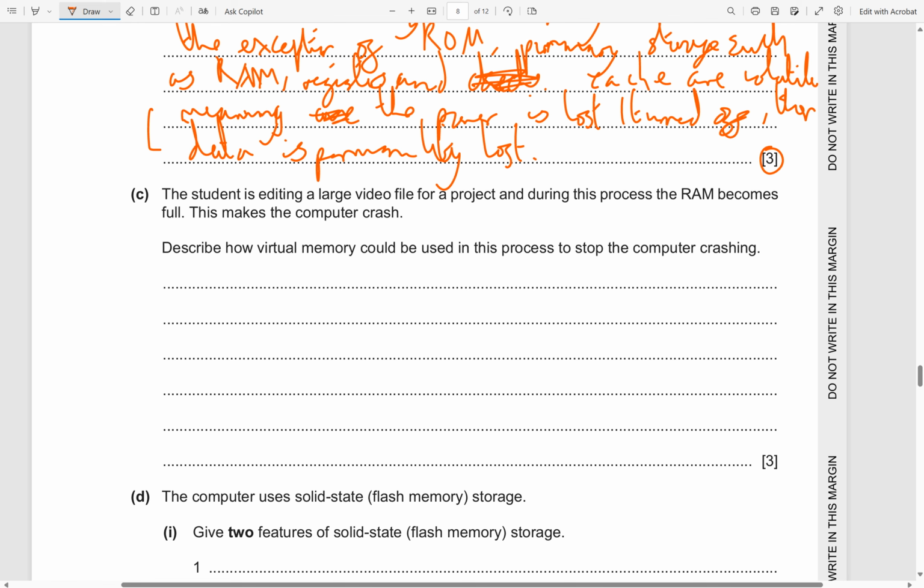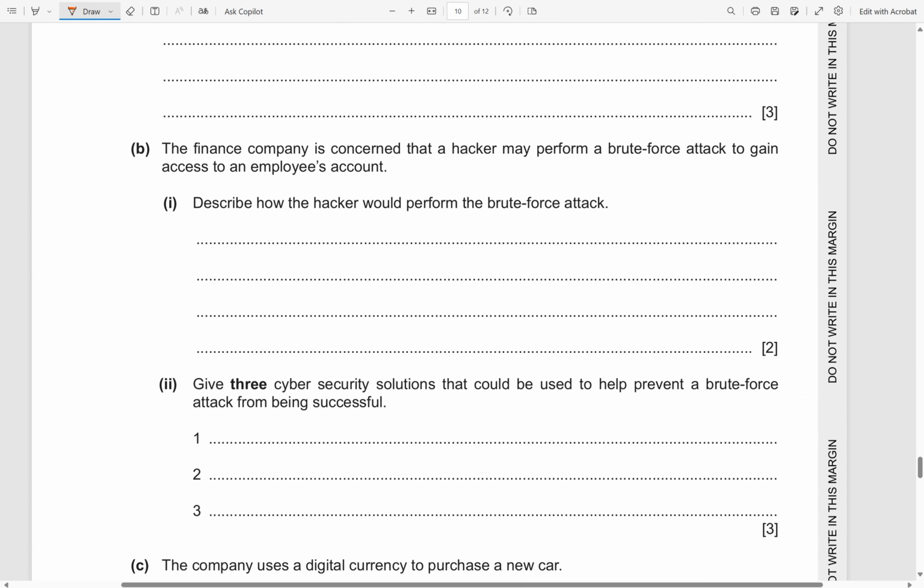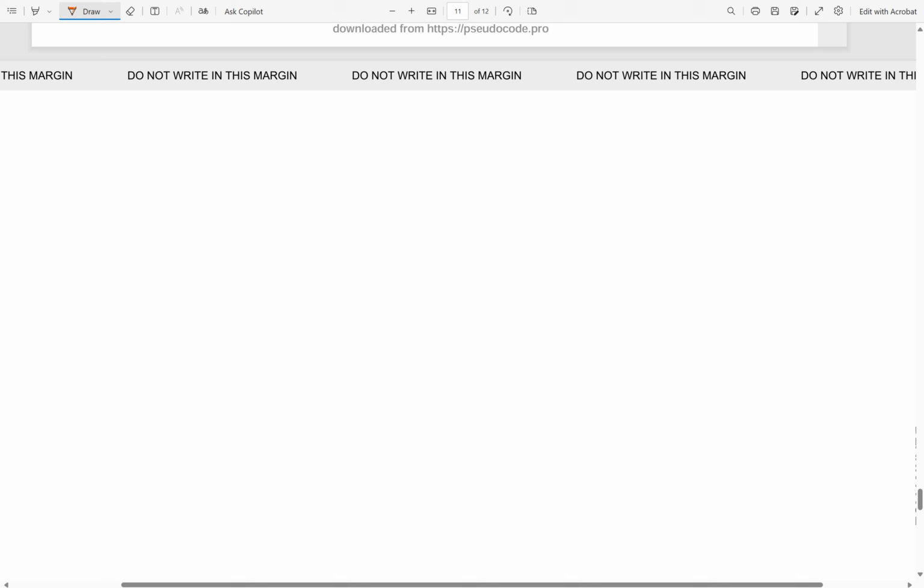Right, then part C: the student is editing a large video file for a project, and during the process the RAM becomes full. This makes the computer crash. Describe how virtual memory could be used in this process to stop the computer from crashing. Do I have space to draw a diagram? Maybe not too much. Let's go down here.